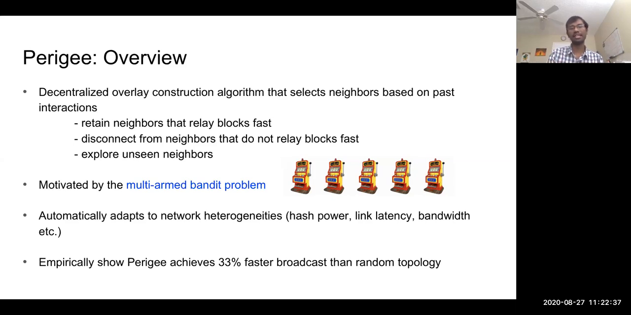So it's really like trying to explore different candidate sets of neighbors and trying to converge onto the best set of neighbors as fast as possible in order to minimize the opportunity cost or the regret, as it's called in the multi-armed bandit literature. Our algorithm automatically adapts to network heterogeneities, such as in hash power, latency, bandwidth, or any other type of heterogeneity. And we show through simulations that our protocol is 30 to 40% faster compared to the random topology.